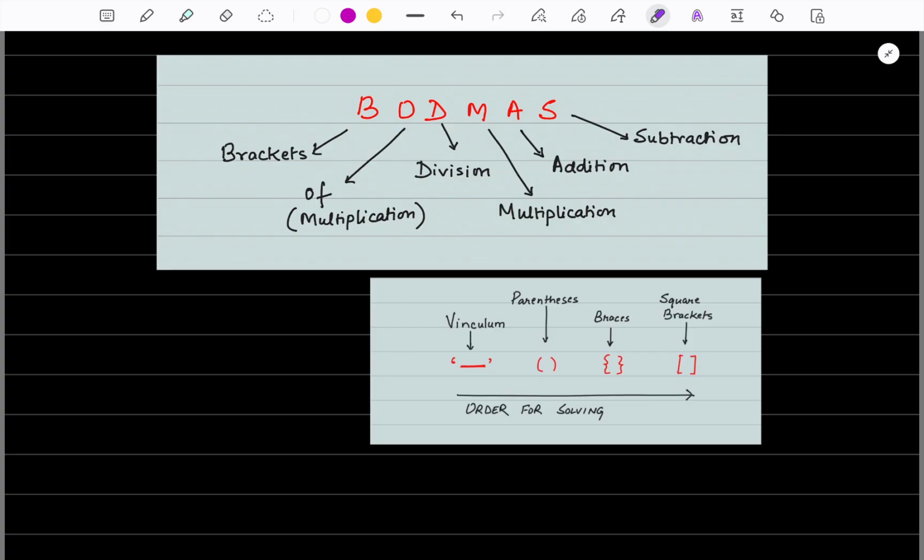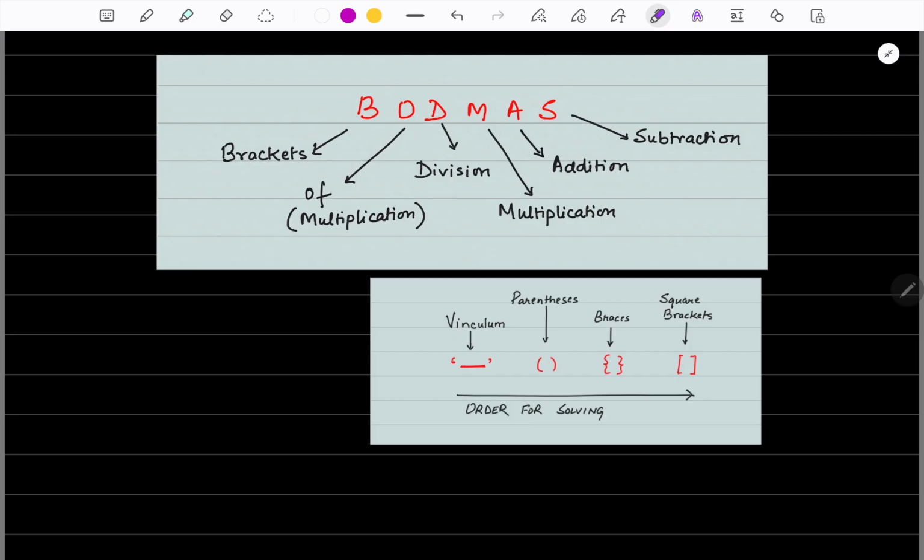As per the rule of BODMAS, if there are multiple kinds of operators in a given expression, we first look for brackets and solve them first, followed by of, that is a form of multiplication. Then we solve division, then we solve multiplication, followed by addition, and then we solve the sign of subtraction.